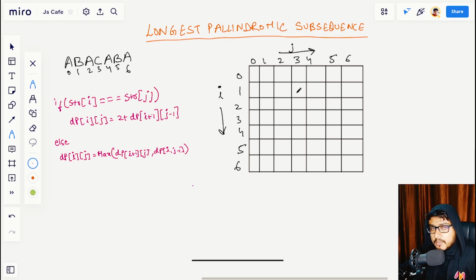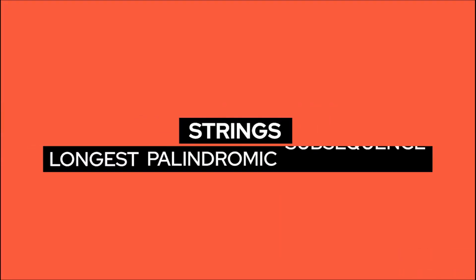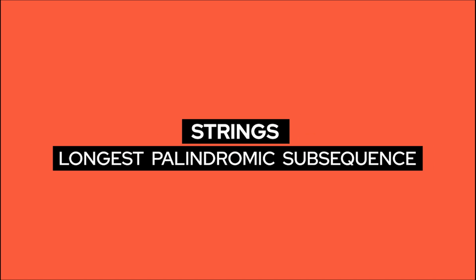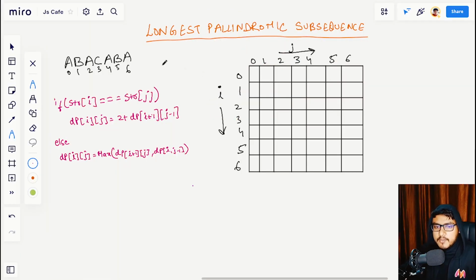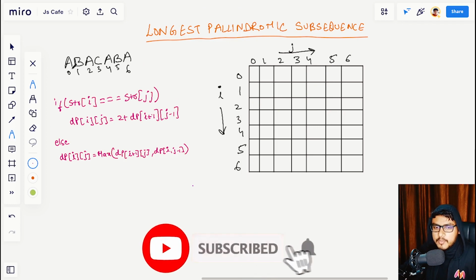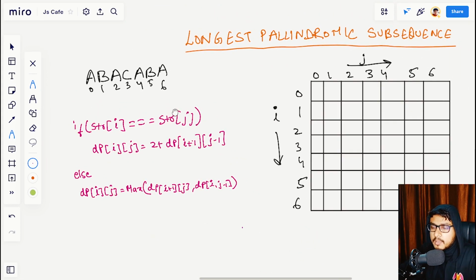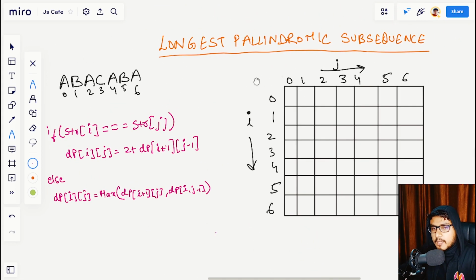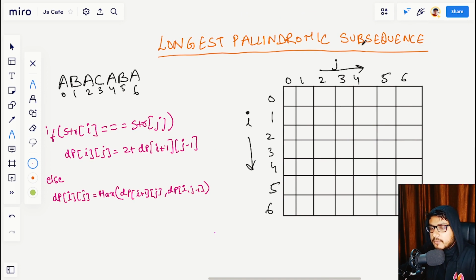Hey everyone, today we are going to solve the fourth question of our string DSA series, that is longest palindromic subsequence. So in this question, you will be given a string, for example ABAC, ABA, and you have to find the longest palindromic subsequence. Please note that we are finding subsequence, not substring.